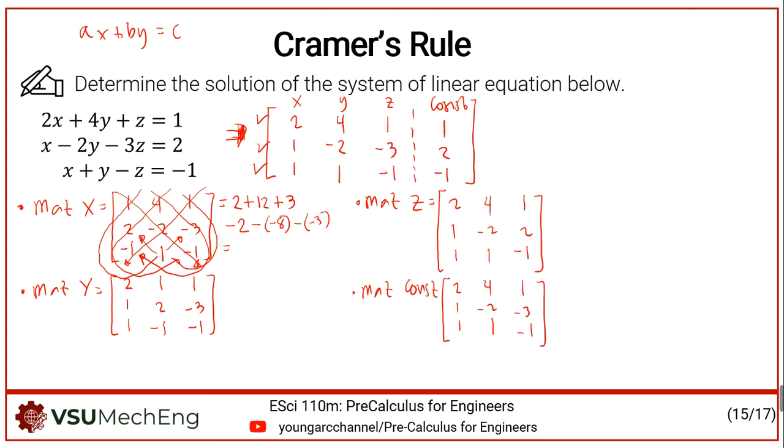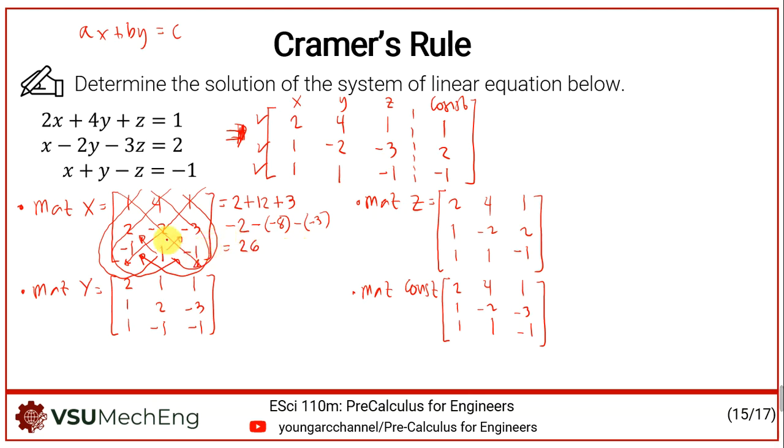Simplifying this, we have 2 plus 12 plus 3 minus 2. Negative 1 times negative 8 is positive 8. Then negative 1 times negative 3, that's plus 3. So we have 2 plus 12 plus 3 minus 2 plus 8 plus 3. That will give us 26.